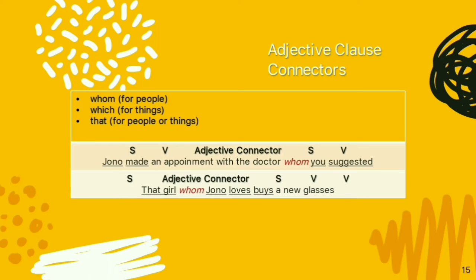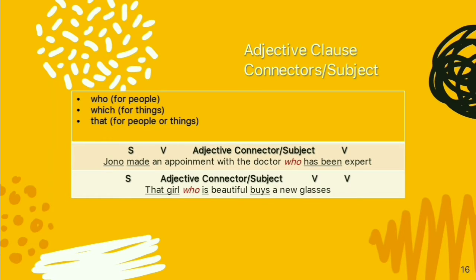For the second formula, the example is: that girl whom Jono loves buys a new glasses. That girl here is the subject, whom is the adjective connector, Jono is another subject, loves is another verb, and buys is the verb. Okay, next, adjective clause connectors as subject. Here it is similar to noun clause connectors as subject; adjective connectors can also be the subject in a sentence.